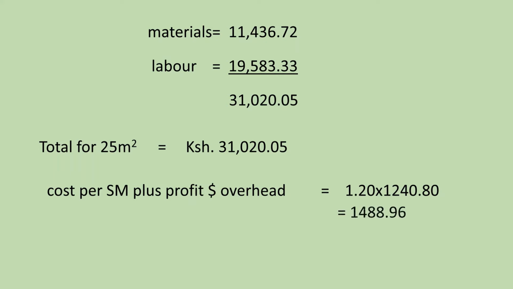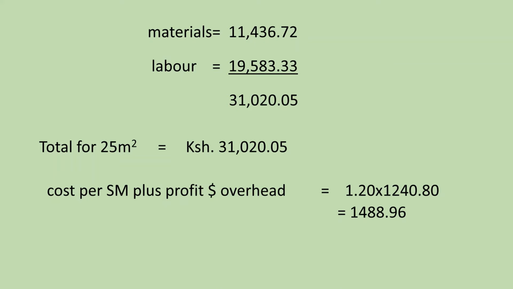Then we add overheads and profits. Overheads and profits is 20%. So we shall take 120% of 1240.80. We get 1,488.96. So say 1,500 shillings.